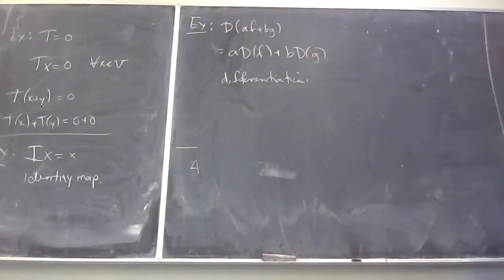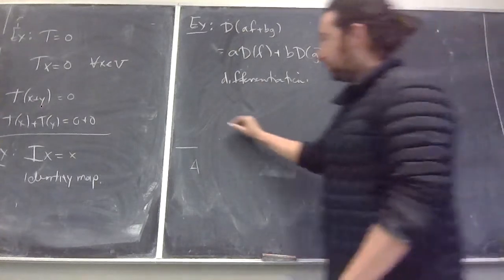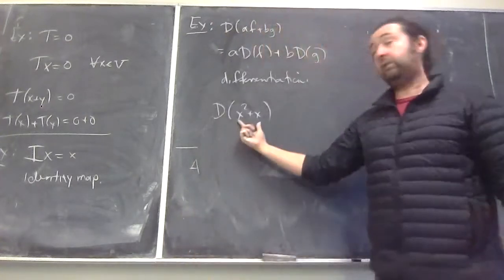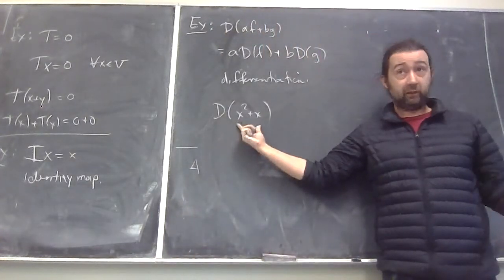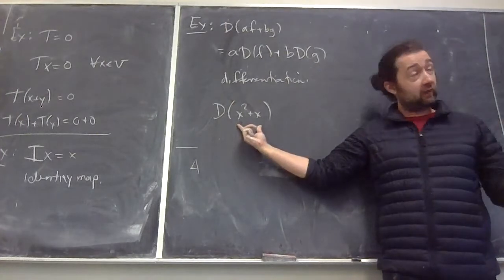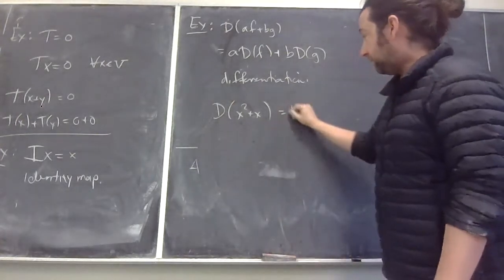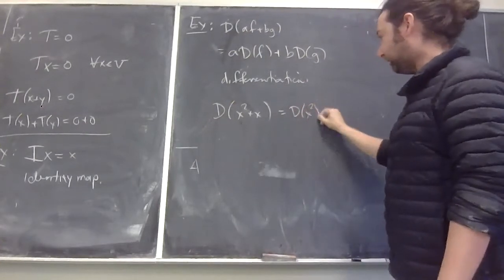Differentiation is taught in calculus because it's a linear operation, right? If I take the derivative of a polynomial, well, a polynomial we already know now is a vector, right? We're thinking about polynomials as vectors. If this is a vector, this is a sum of two vectors. Well, we do this all the time.